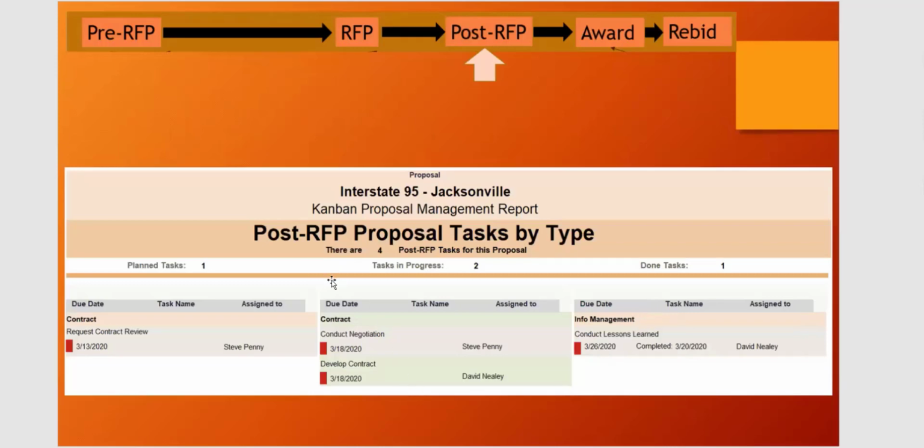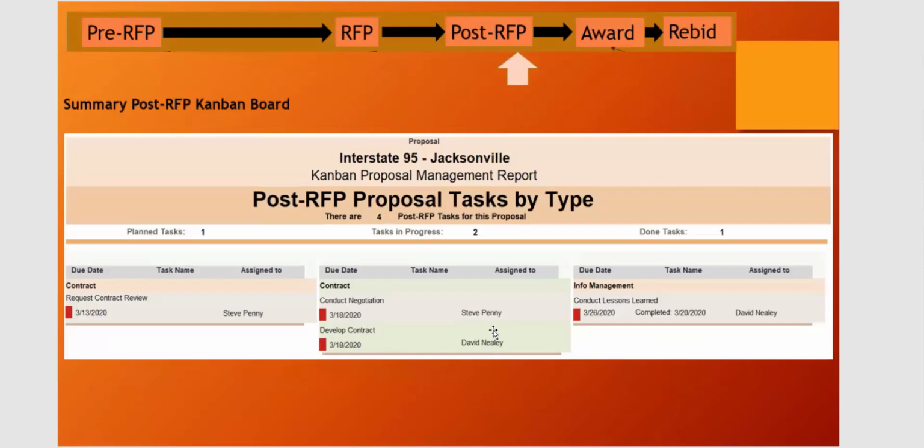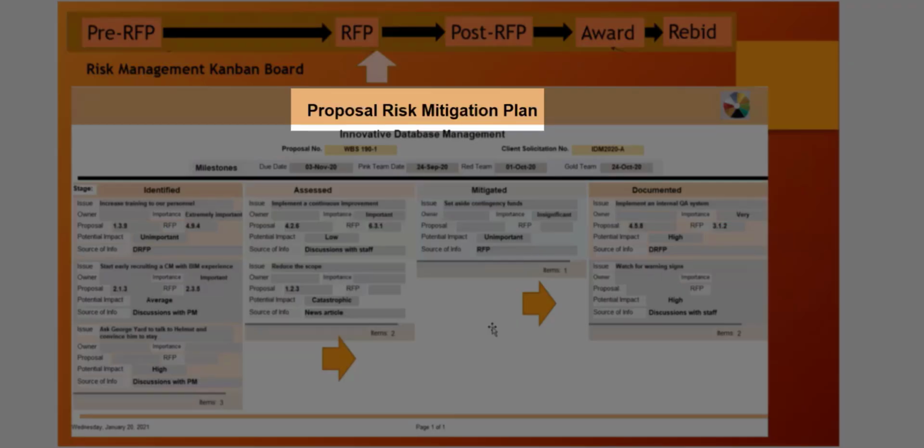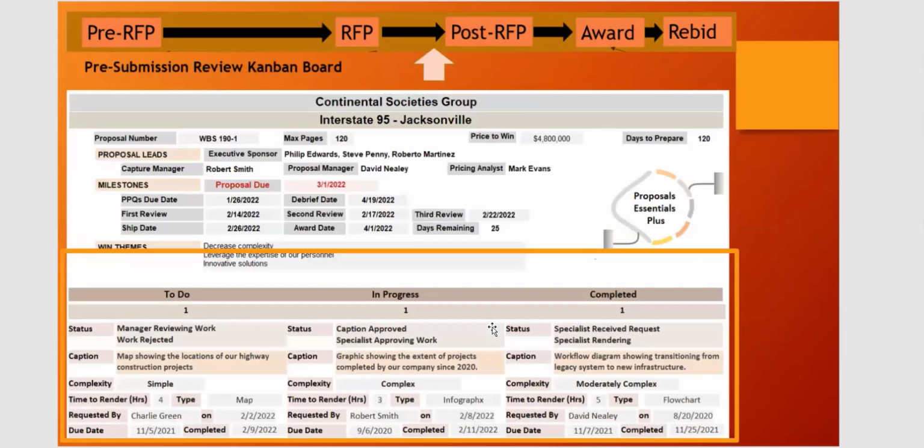Now we're at the post RFP stage, slightly different colors. Here's a risk mitigation plan. Everything depends on what you're trying to show, and it's all coming from the same table.